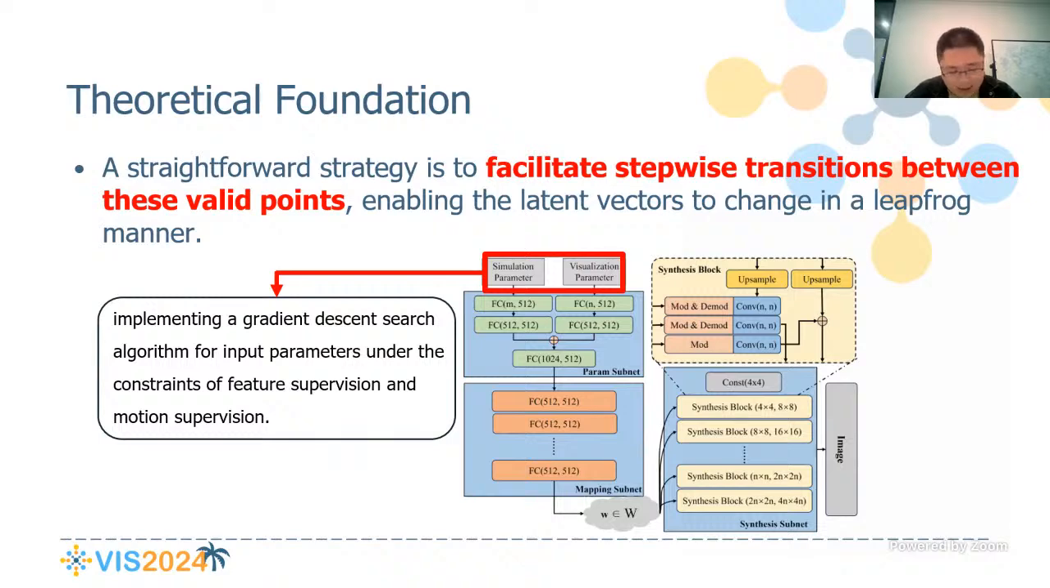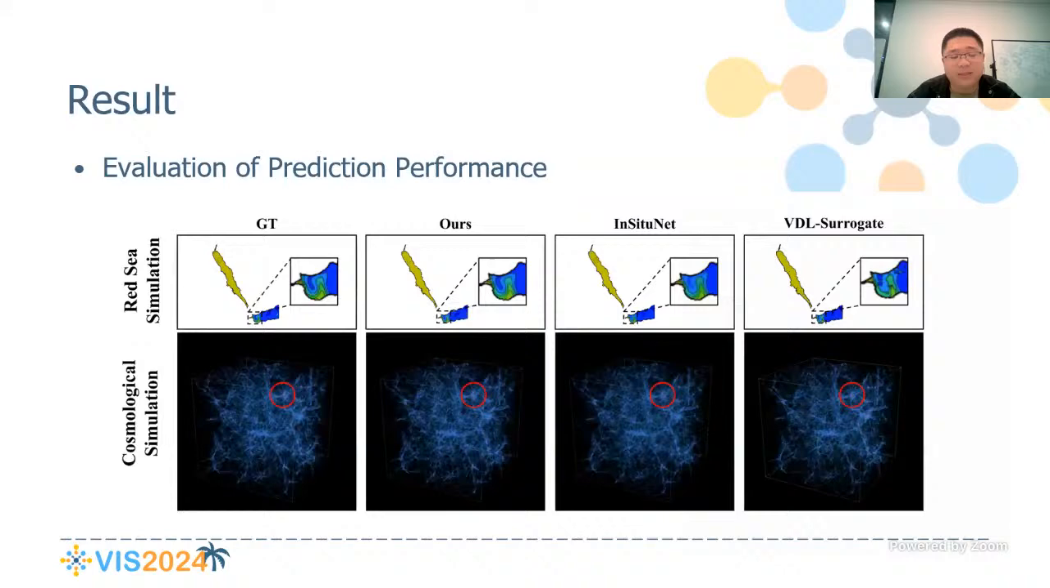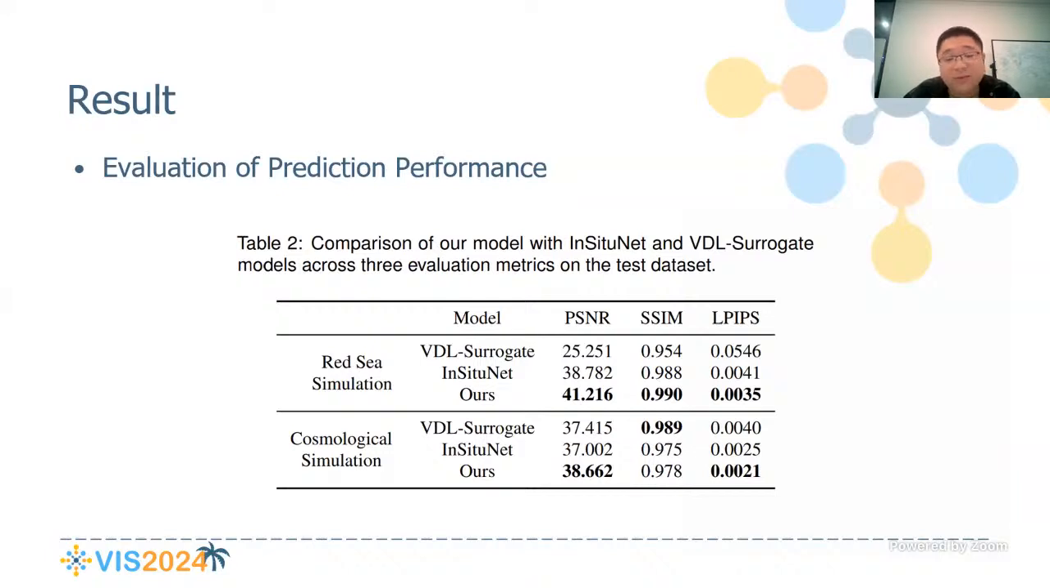So let's look at some results. The first one is the prediction performance. We compared our model against SOTA models such as SuperNet and the VDL surrogate. From the visualization results, we can see that those models have achieved very good performance. We also compared the errors in those visualizations. The data shows that our model is just as effective as those models.